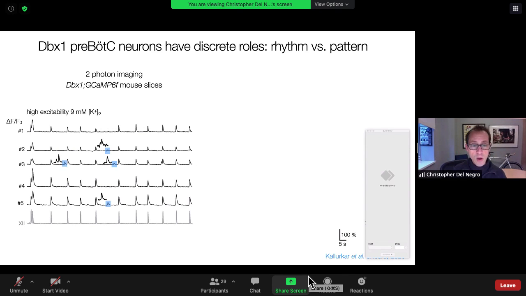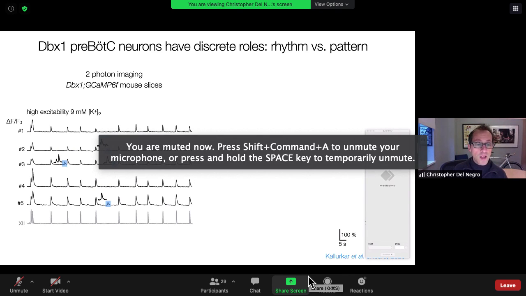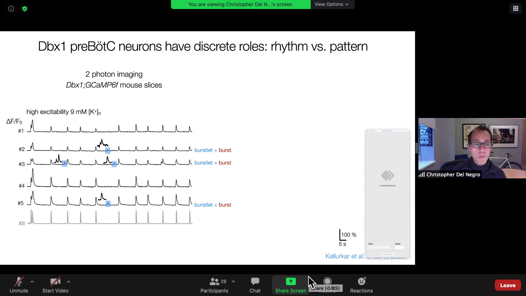and the hypoglossal nerve. Blue highlights show units 2, 3, and 5 are generating both the bursts and also the burstlets. And neurons 1 and 4 are involved only in bursts. And these are under high excitability conditions. So now let's lower excitability and see what happens.